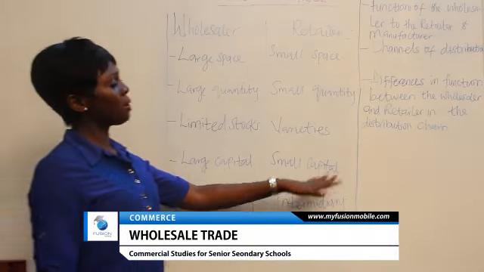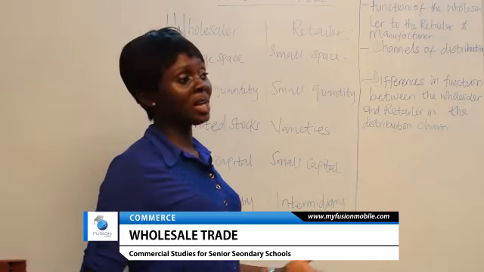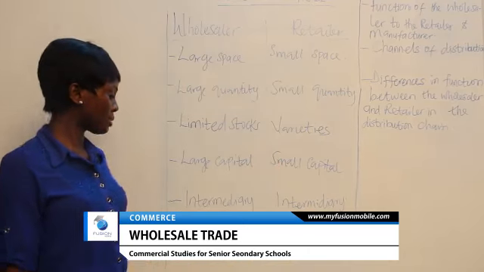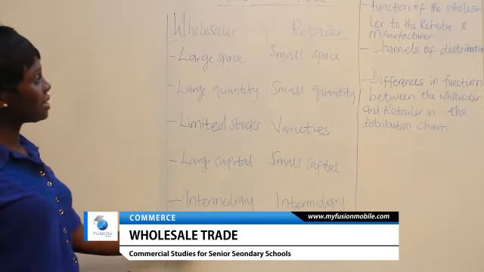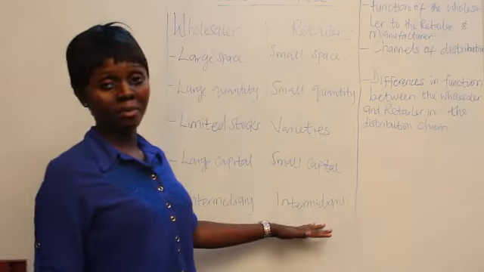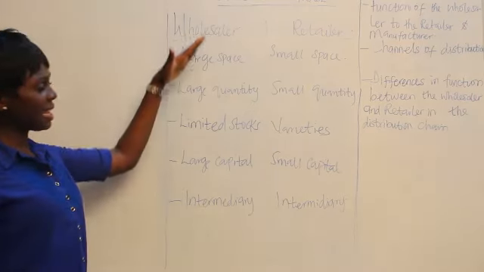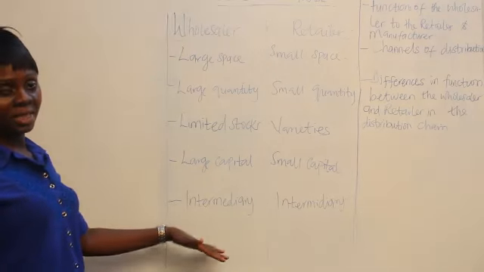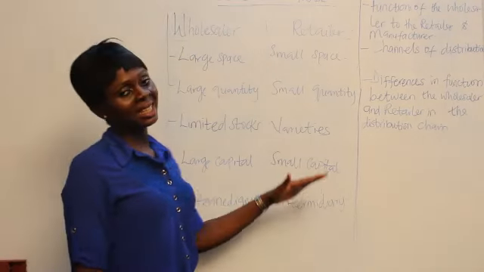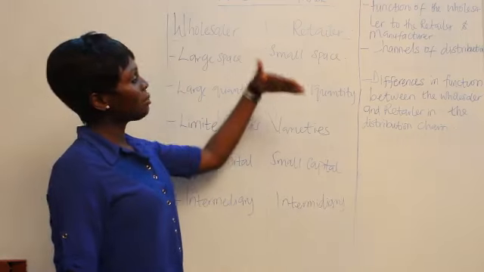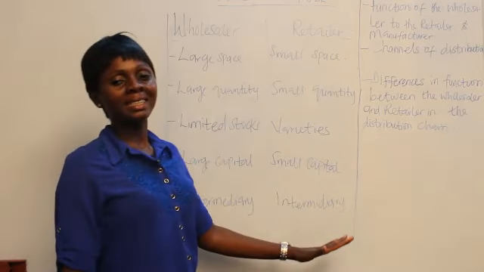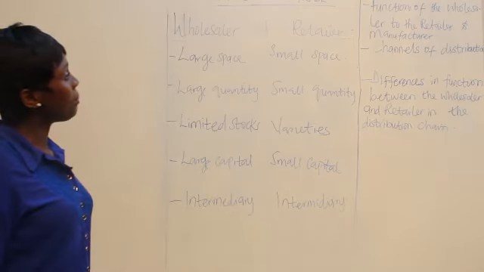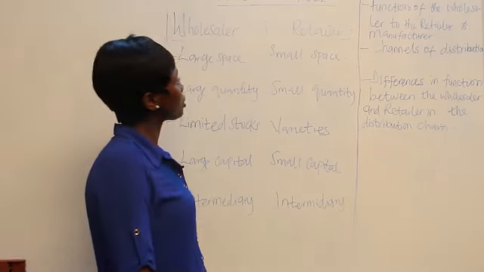And to start up a retail trade, because it's actually a small scale business, it requires just little or small capital. Now, intermediary, they both are intermediaries. The wholesaler is an intermediary between the manufacturer and the retailer. The retailer is an intermediary between the manufacturer, wholesaler, and the final consumers. That's that about the differences in their function.